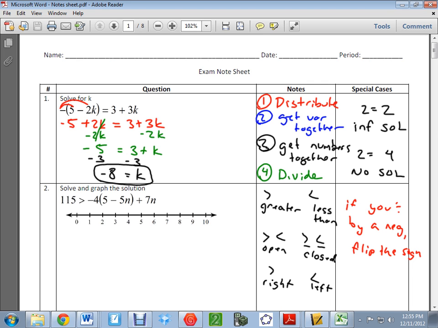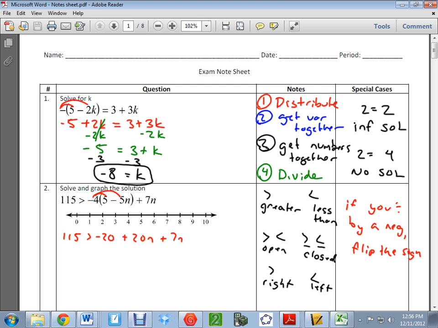So we're going to go ahead and solve this. I'm going to use the same steps as we did in number 1 because the solving is not any different. However, I do need to pay attention to the inequality sign. If I ever divide by a negative, I have to flip it around. First step, like above, says to distribute. So if I distribute, negative 4 times 5 is what? Negative 20 plus 20n plus 7n.